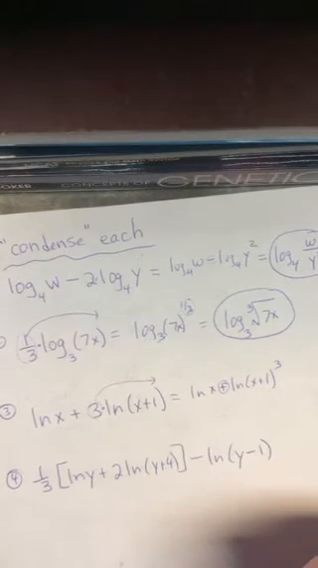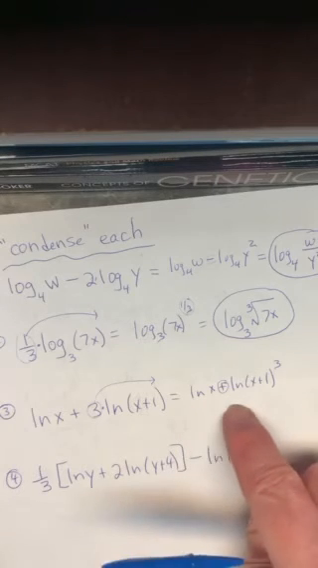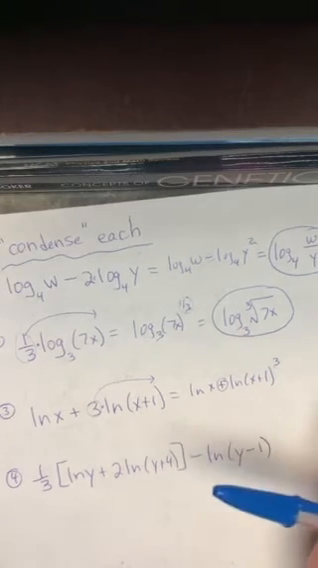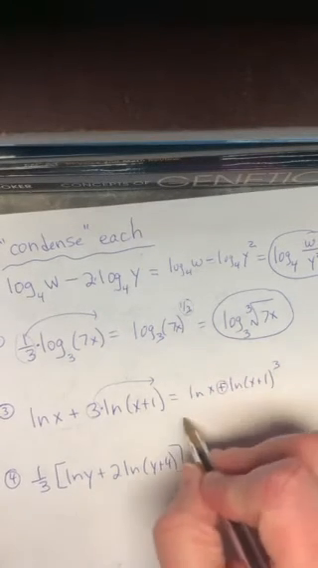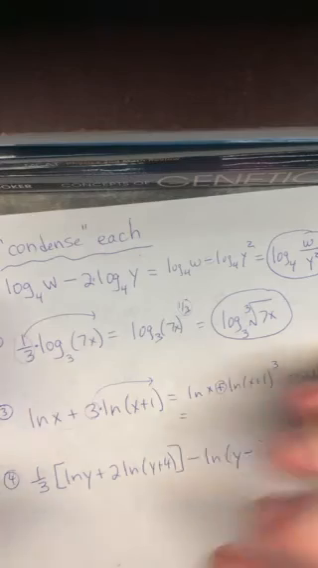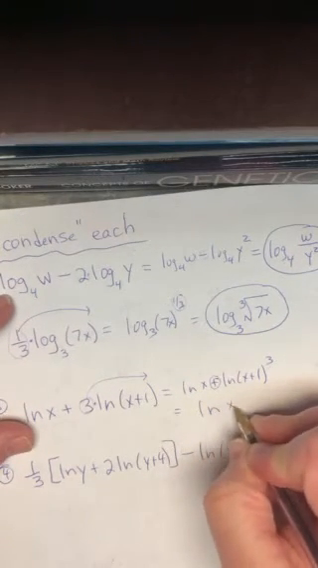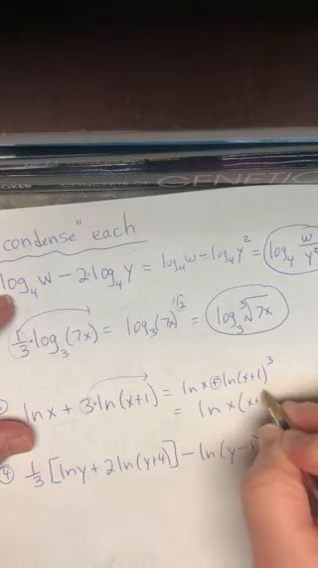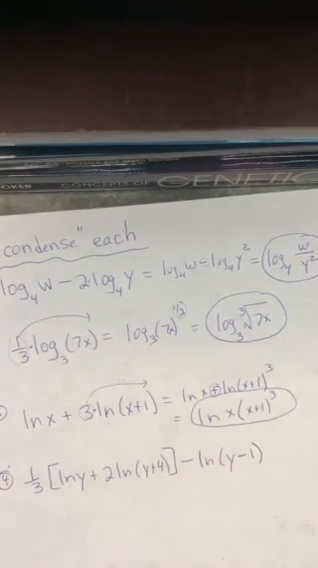What was the product rule? Remember, the log of m times n equaled the log of m plus the log of n. I have the log of m plus the log of n, so I'm going to change it into a product and write what? ln of x times x plus 1 to the 3rd. And that's my condensed version.